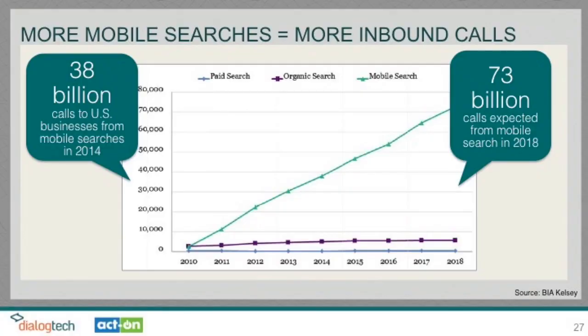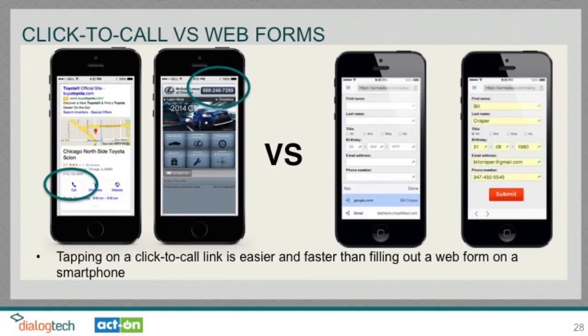Here's one statistic specifically for search marketing, but the more mobile searches, there's a direct corollary to the more inbound calls businesses are receiving. So this study shows that 38 billion calls to U.S. businesses occurred from mobile searches last year in 2014. That's a big number, but that number is almost going to double by 2018 to 73 billion. So as more people run searches on their smartphones and mobile devices, the end result is a massive number of inbound calls to businesses. Part of the reason why that is click-to-call.